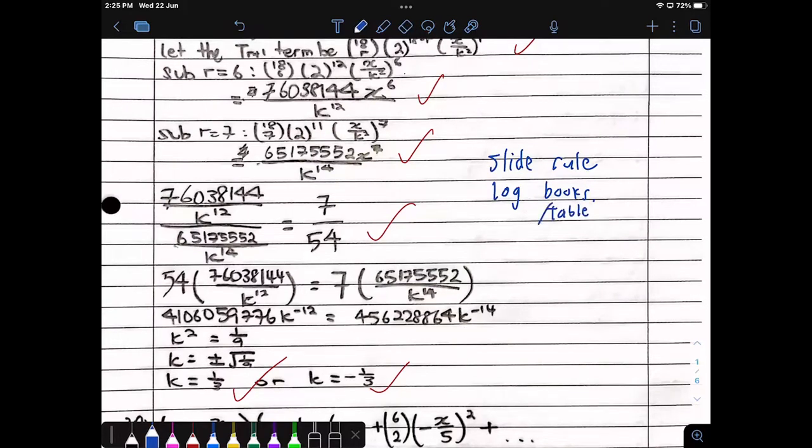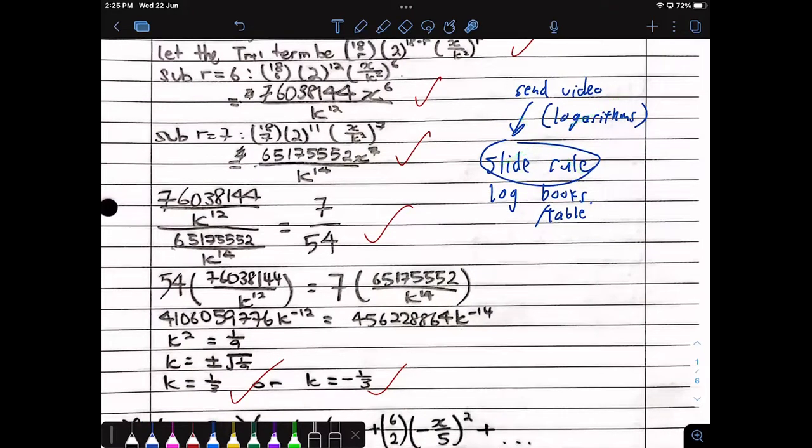Okay, I'm going to send you a video. This one is related to logarithms. You will learn it in the future, soon. But we are not using slide rules anymore. We are going to use a scientific calculator. I don't know how to use a slide rule either.